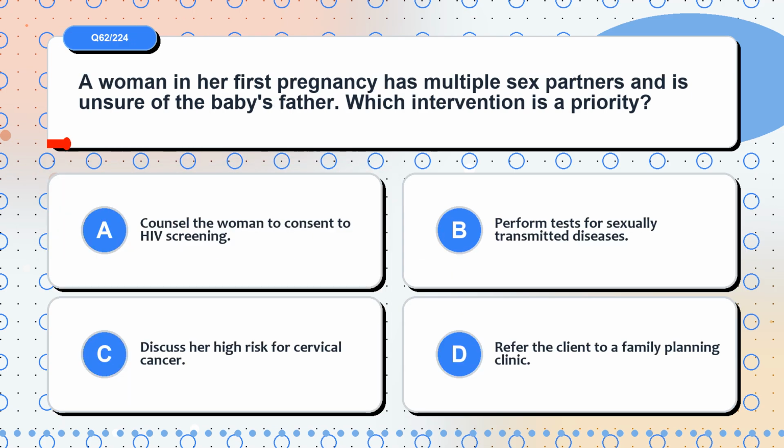Question 62. A woman in her first pregnancy has multiple sex partners and is unsure of the baby's father. Which intervention is a priority? Here are the options. Option A. Counsel the woman to consent to HIV screening. Option B. Perform tests for sexually transmitted diseases. Option C. Discuss her high risk for cervical cancer. Option D. Refer the client to a family planning clinic.